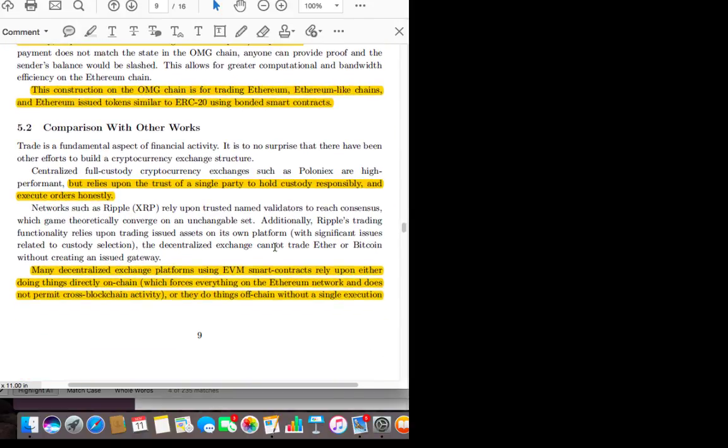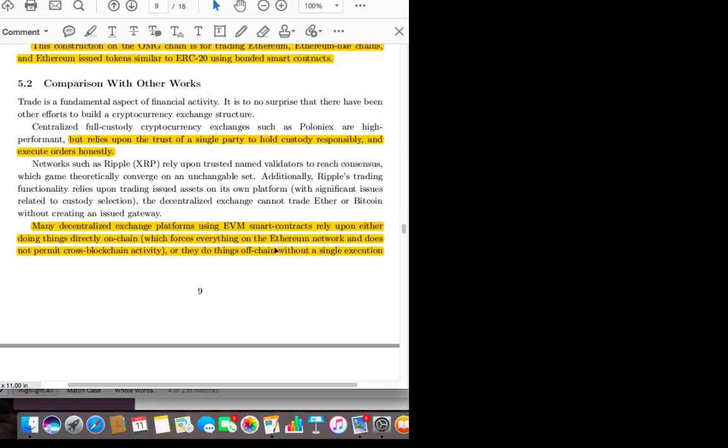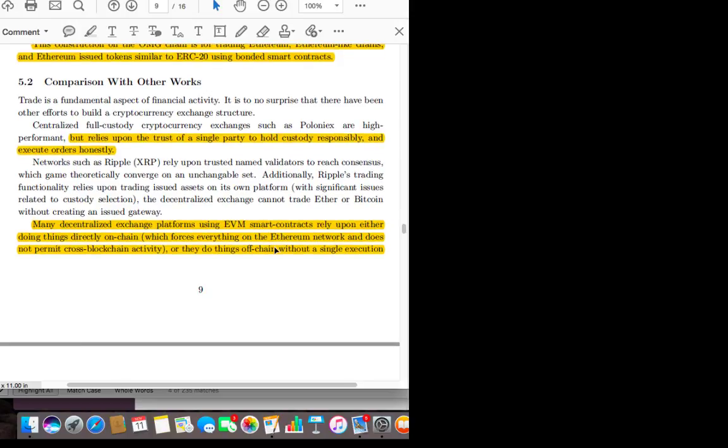And then they go on to compare this proposal or white paper with other works. So it talks about full custody cryptocurrency exchanges such as Poloniex. They are around and people use them. But obviously anybody who uses them is trusting that single party to hold the assets responsibly and execute the orders honestly. So huge reliance there. That's the whole driver of getting away from those.